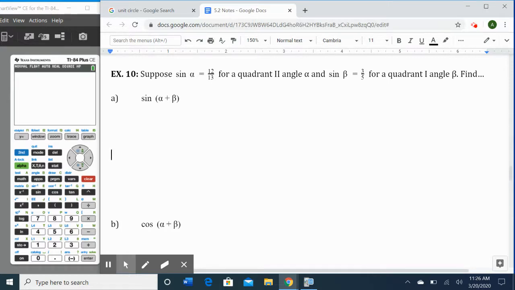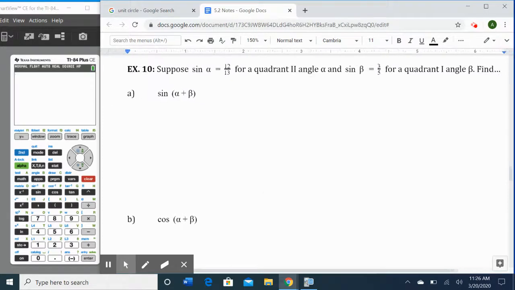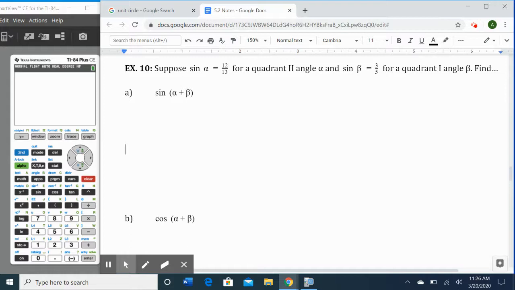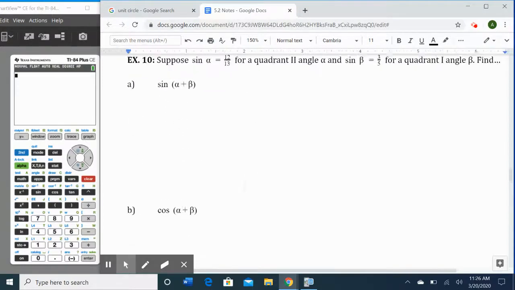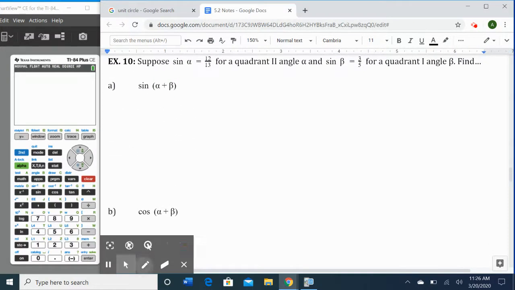They say, suppose sine of alpha is 12/13 for a quadrant 2 angle alpha, and sine of beta is 3/5 for a quadrant 1 angle beta. Find the sine of alpha plus beta, the cosine of alpha plus beta, and the tangent of alpha plus beta. So let's start with the sine of alpha plus beta.